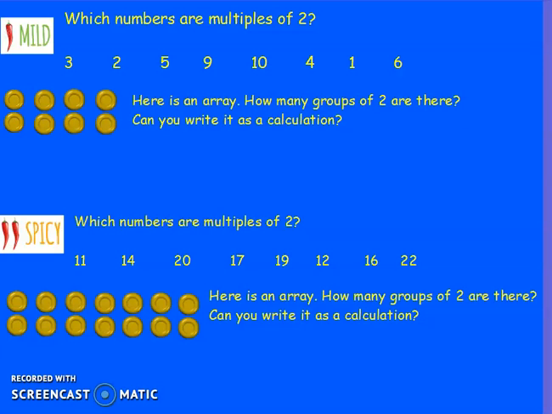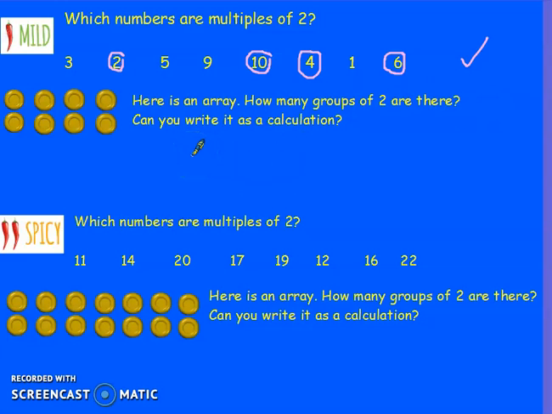Well done, Year 3. Let's have a look at the mild answers together. Which numbers are multiples of 2? Well, 1 times 2 is 2. 5 times 2 is 10. 2 times 2 is 4. 3 times 2 is 6. Give yourself a mark if you wrote those answers in your book.